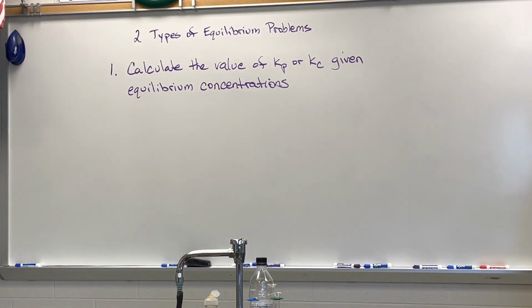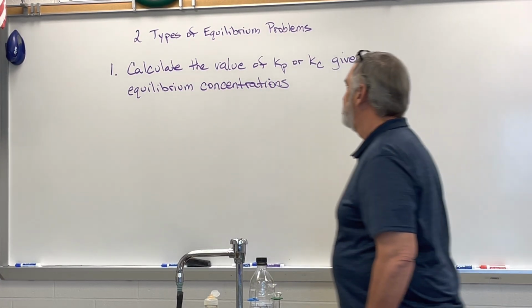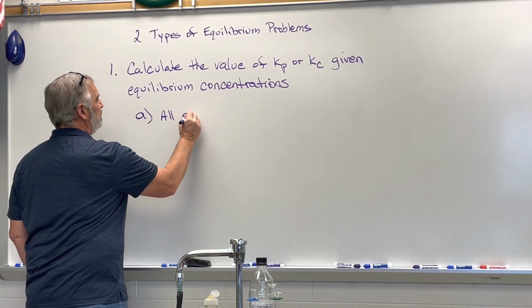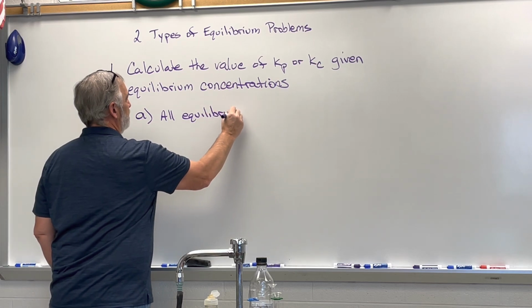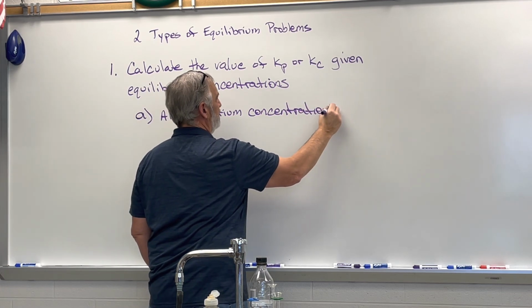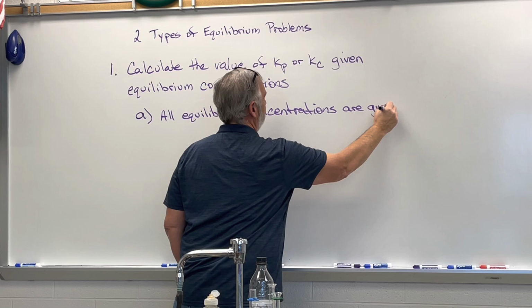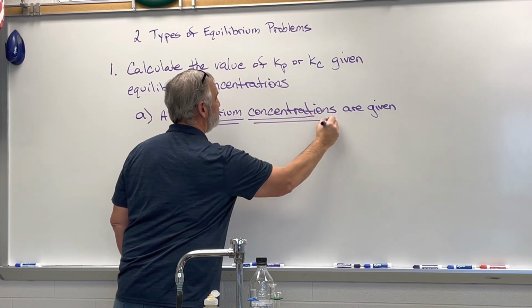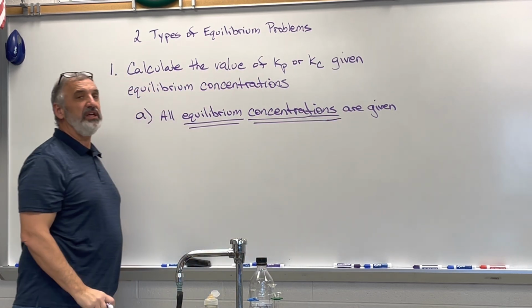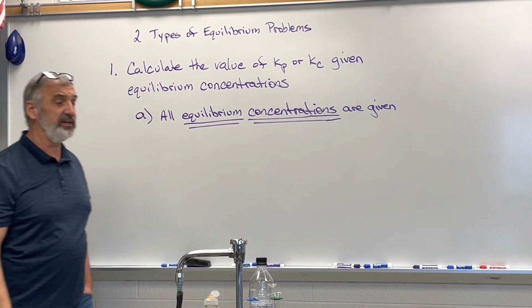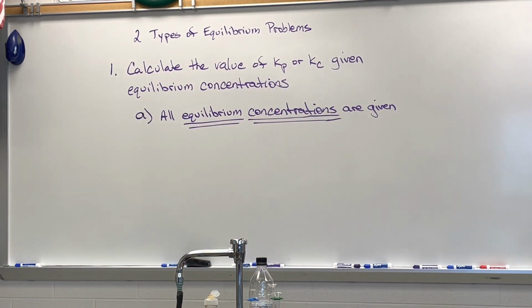Now, there's 3 different ways in which they're going to give you those equilibrium concentrations. The first one, don't hold your breath for. All equilibrium concentrations are given. So in other words, they just give you everything. Now here's the key word. It has to be equilibrium concentration. Not initial, not what you put in first, but once it reaches equilibrium, what are the concentrations of everything in there?